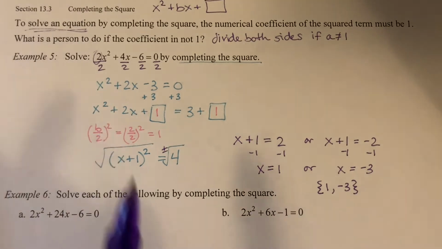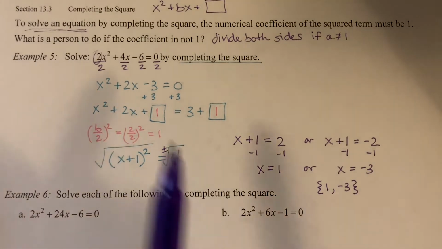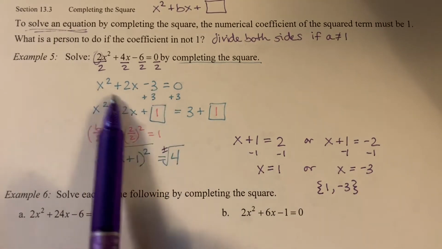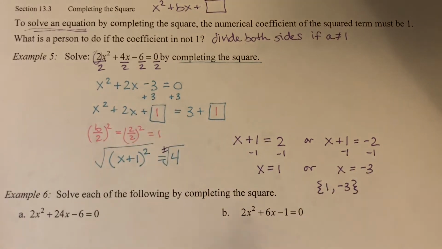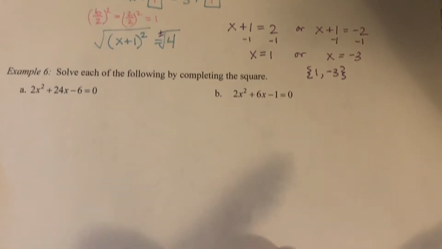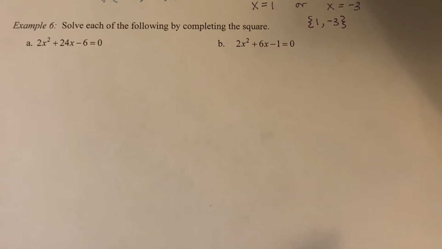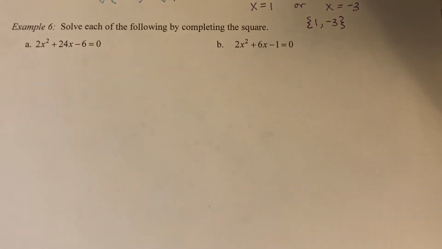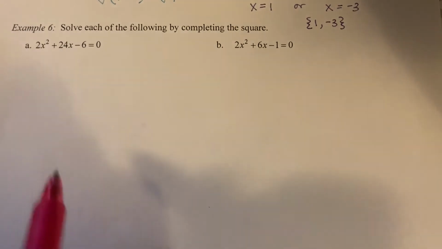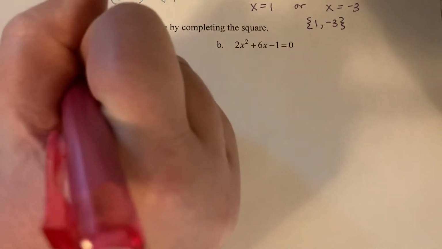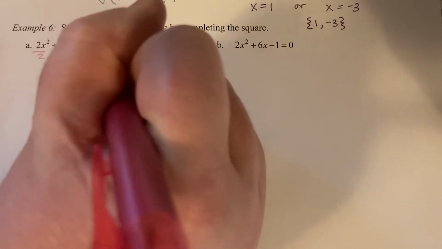All right, well, that's what solving by completing the square looks like. Another check, I guess, would be to solve by factoring and make sure you get the same answers. That would work too. Let's try a couple more just to see what this looks like. So again, first step needs to be get rid of this leading coefficient. Divide by 2, divide by 2, divide by 2, divide by 2.